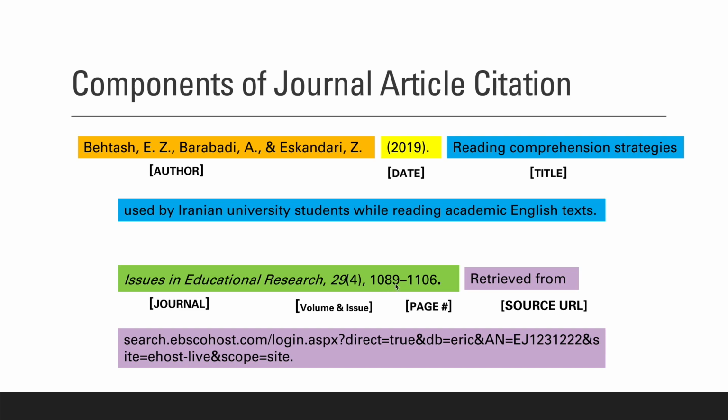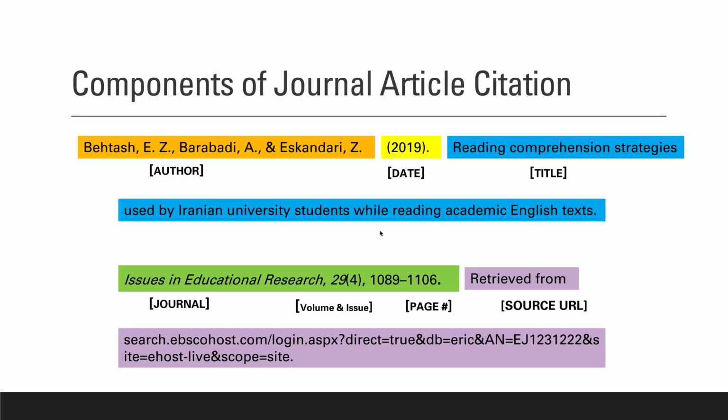You'll notice that there are the page numbers right here with a period, and then there are the words retrieved from, and after retrieved from, I have listed the URL link to where the source can be found. These are the basic components that you're going to find in every journal article citation for APA style.